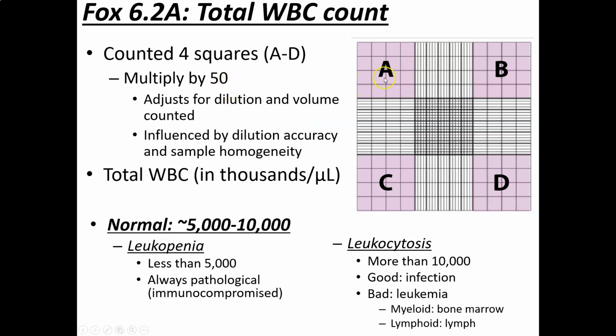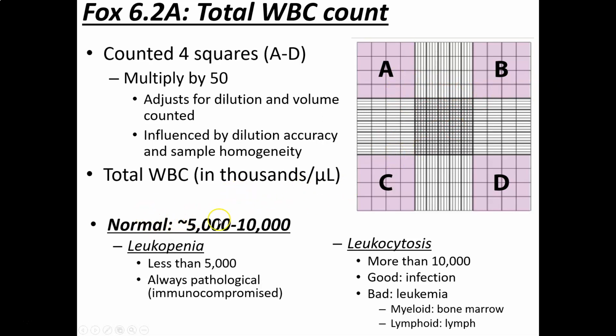50 is the dilution factor. These are larger areas, so we need a smaller dilution factor. And so we expect somewhere between 25 and 50 in each one of these. If we had 25 in each, that would be 100 times 50, which would be 5,000. If we had 50 in each, then it would give us a total count of 10,000.